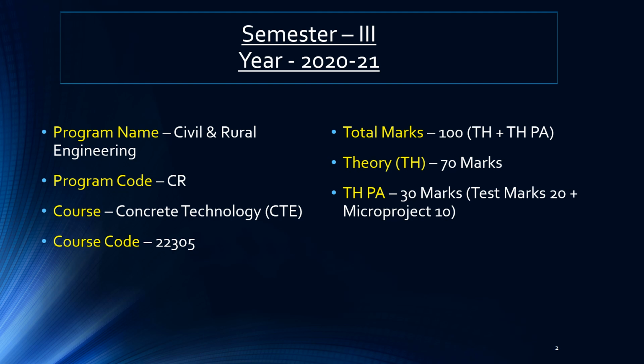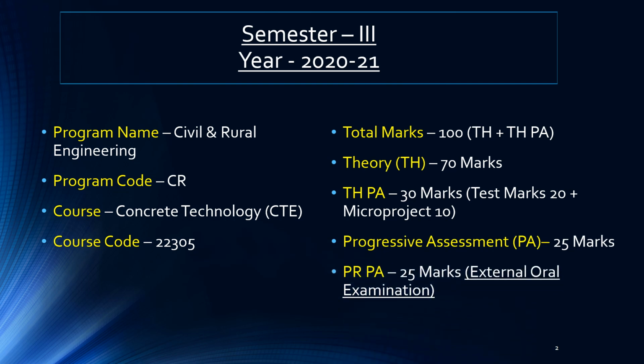Then the second part is practical. It totally contains 50 marks, in which 25 marks for your progressive assessment, that is for experiments, and the remaining 25 marks for your external oral examination.